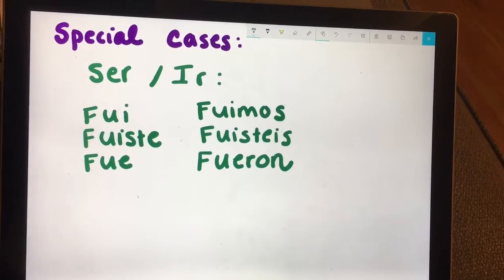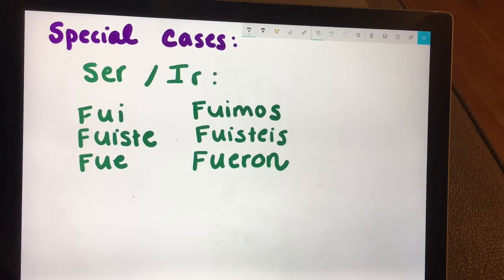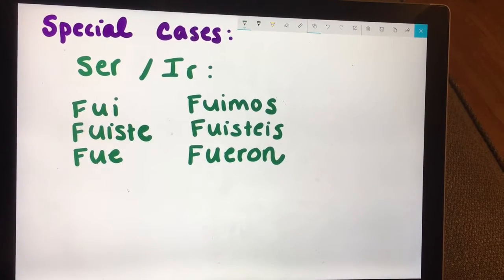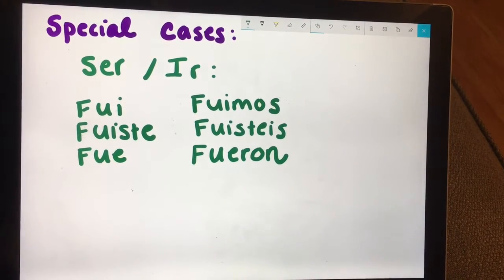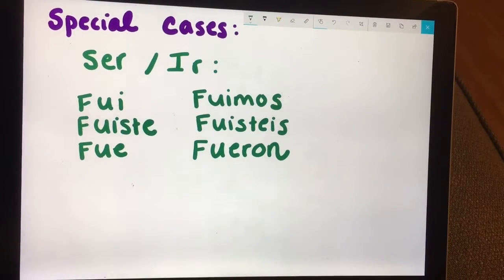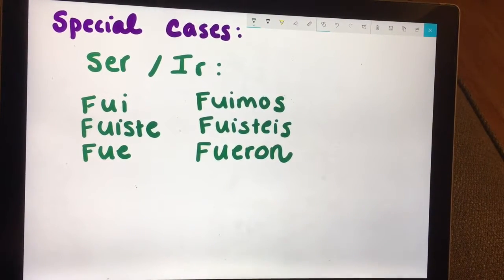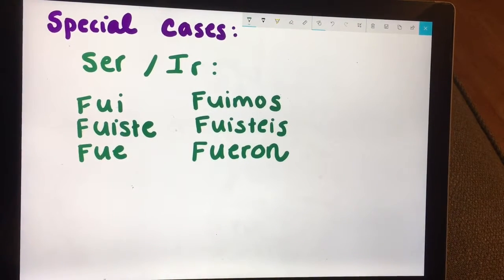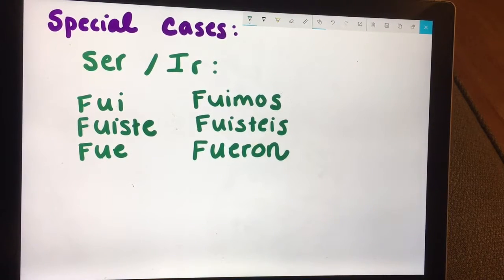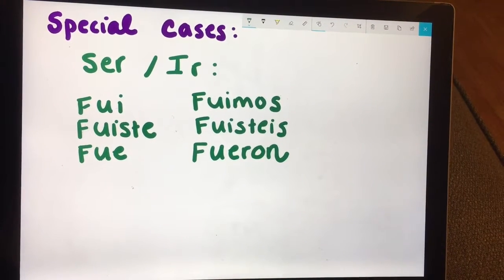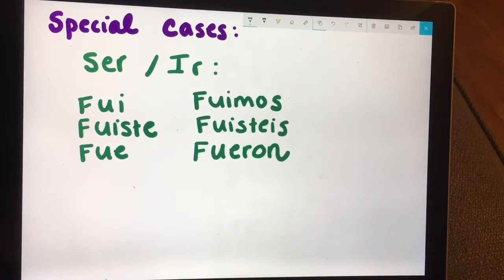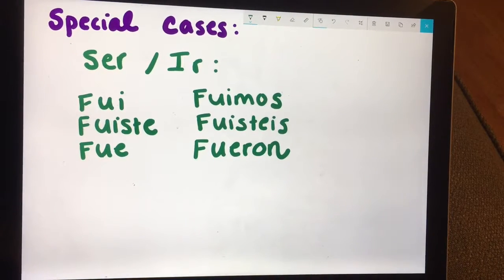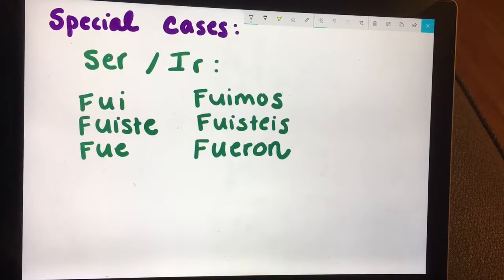Okay, so now moving on to extremely special cases, and that would be the pair ser and ir. So ser means to be, ir means to go. These verbs in the preterite have the exact same construction. Yo fui, tú fuiste, él fue, nosotros fuimos, vosotros fuisteis, ellos fueron. They're the exact same. So this looks pretty normal to regular ir, er endings in the preterite. However, pay attention to the third person constructions. Notice there isn't an i. It's just fue and fueron. And again, that's really to preserve pronunciation.